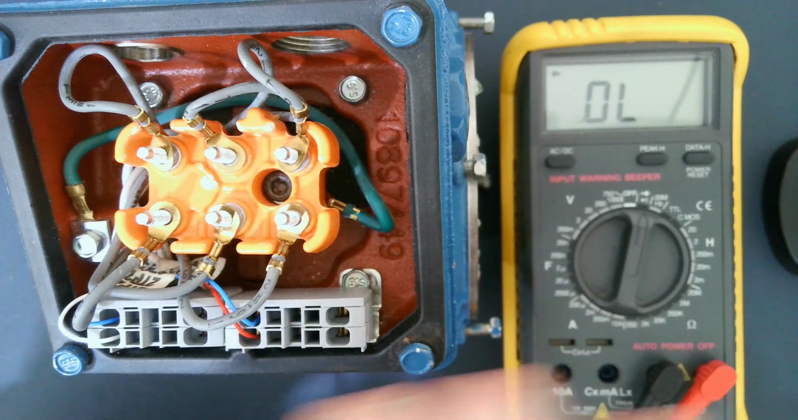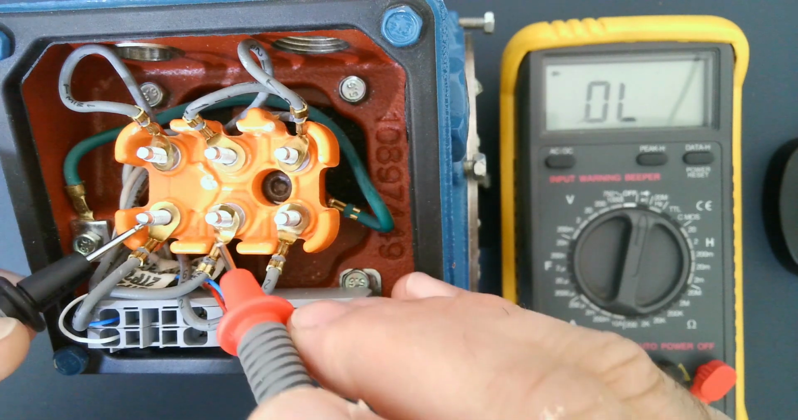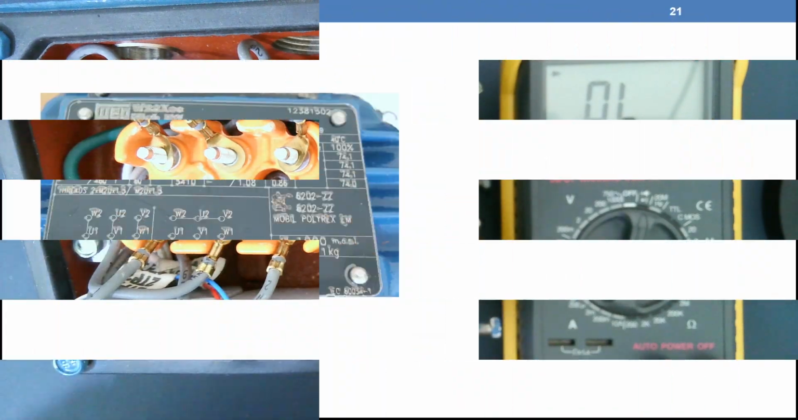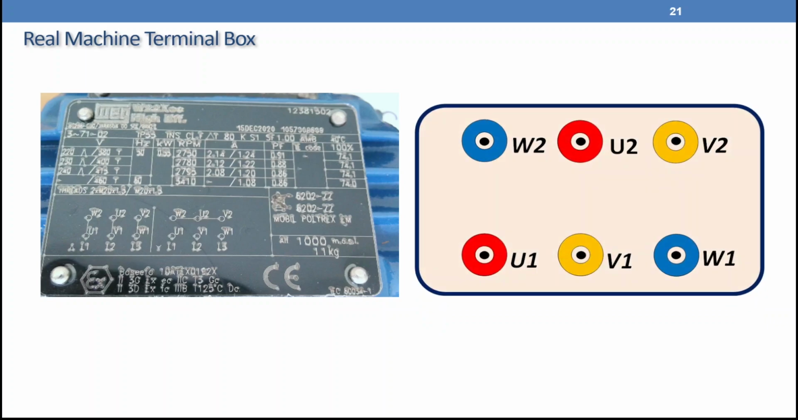But now we know what the terminals are, because the coil should have low resistance, and between any 2 coils we should have open circuit. Let us conclude the machine terminal topic. We looked at the real machine. We have this diagram, so we have 6 terminals. We can connect the machine as we wish, star or delta.